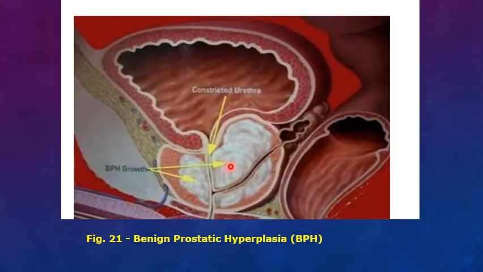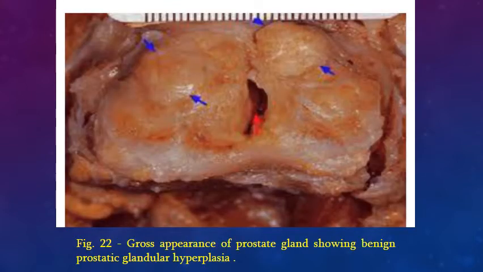Here is another example of benign prostatic hyperplasia. This is a constricted urethra, so the lumen of the urethra is diminished. Look at here, the gross appearance of the prostatic glands showing benign prostatic hyperplasia. Look, this is a nodular appearance or architecture of the gross prostate.